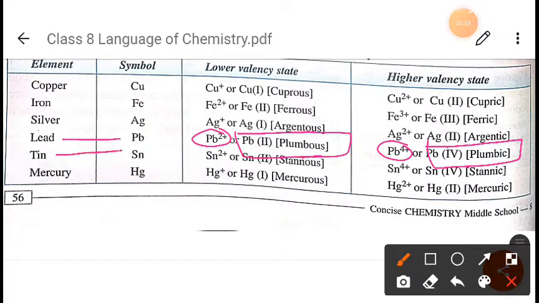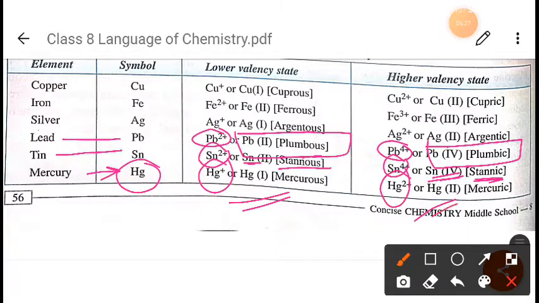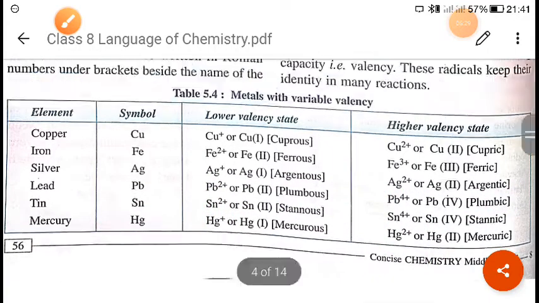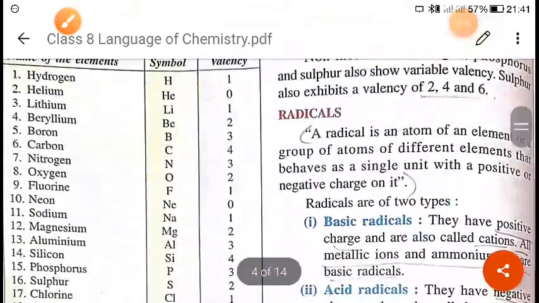Now again, with the example of tin, Sn, it is exhibiting Sn2+ and Sn4+. When it is Sn2+, it is written as stannous, and when it is exhibiting +4, it is written as stannic. In the case of mercury, its symbol is Hg and it is represented as Hg+ and Hg2+. When it is Hg+, it is mercurous, and when Hg2+, mercuric, right? I hope you have understood about the variable valencies, right?